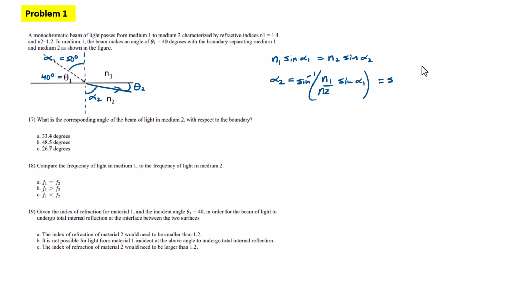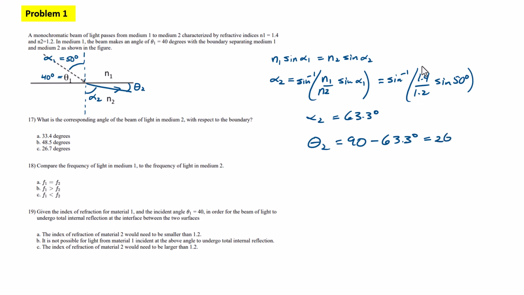Now we simply substitute in our values. N1 is 1.4 over 1.2, and now sine of, this would be 50 degrees here. When I substitute my numbers into the calculator, I get that alpha 2 here is 63.3 degrees, which means that theta 2 is going to be 90 minus 63.3 degrees, which gives me 26.7 degrees. So we get C is the correct answer for this one.